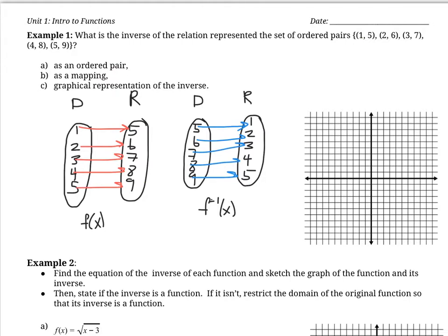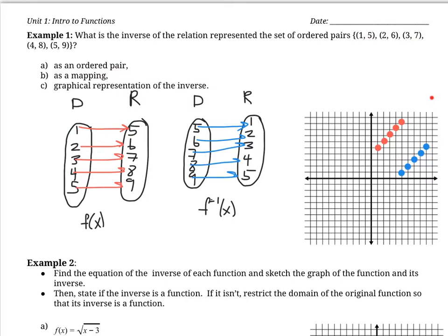So let's go ahead and graph these. Let's graph the original function first. So there it is graphed. We've graphed the points 1, 5, 2, 6, 3, 7, 4, 8, and 5, 9. Now let's graph these points here. We're going to graph the points 5, 1, 6, 2, 7, 3, 8, 4, and 9, 5. So there they are. Here's our original function. Here are the points from our inverse function.